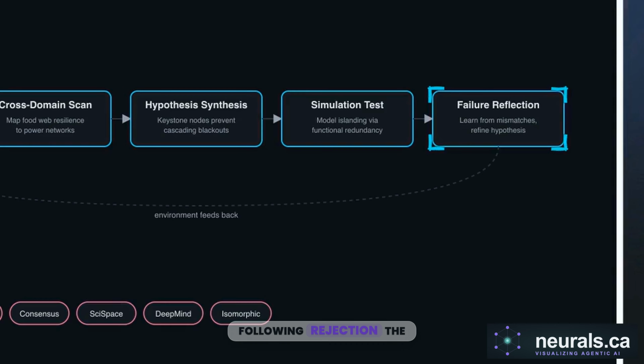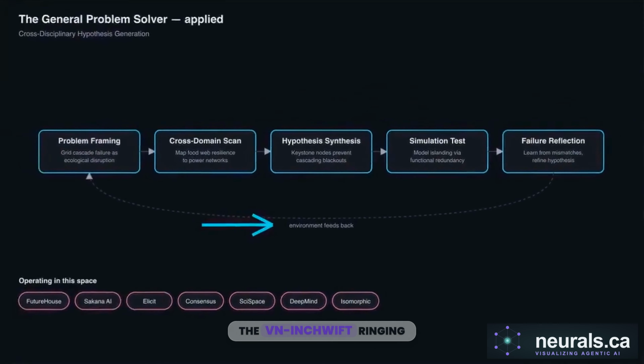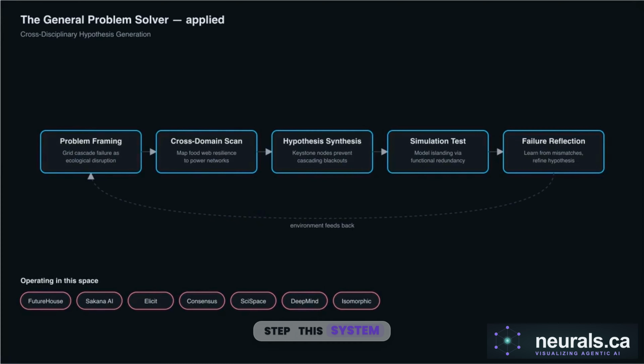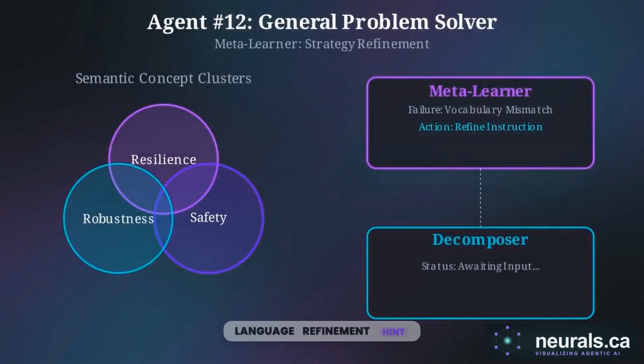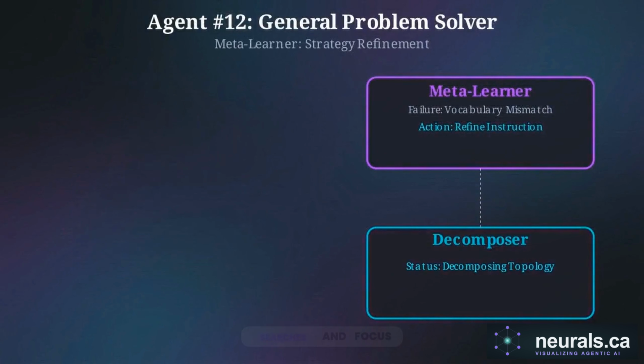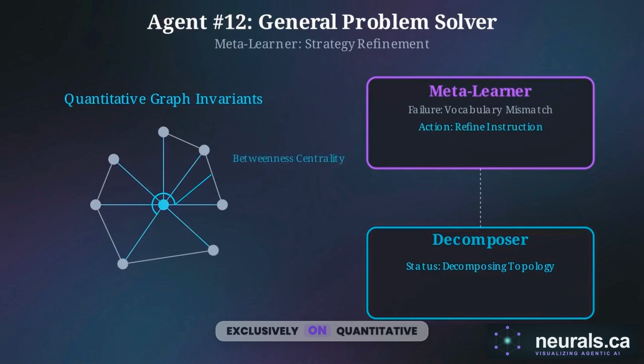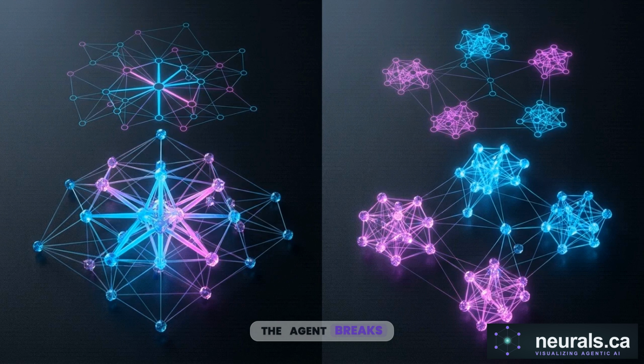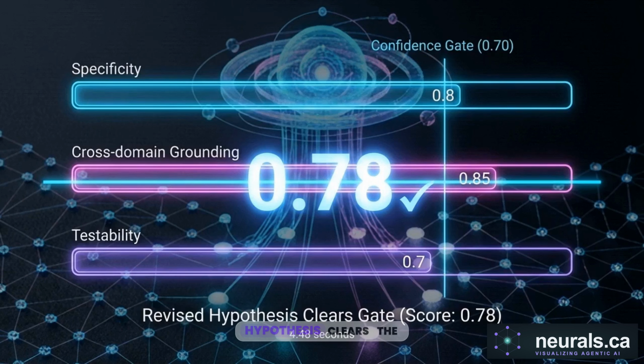Following rejection, the workflow moves to the final stage. The meta-learner logs the exact failure pattern and feeds it back into the initial ring step. The system generates a natural language refinement hint. It instructs the decomposer to completely abandon broad conceptual searches and focus exclusively on quantitative graph invariance. On the second pass, the agent breaks the problem down sharply, isolating betweenness centrality and network modularity. The revised hypothesis clears the gate with a combined score of 0.78.